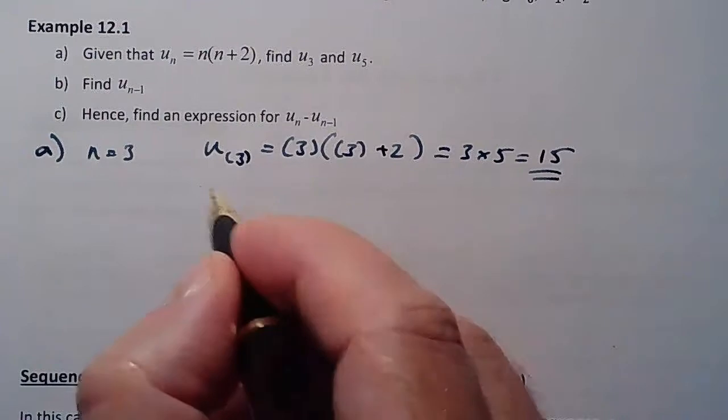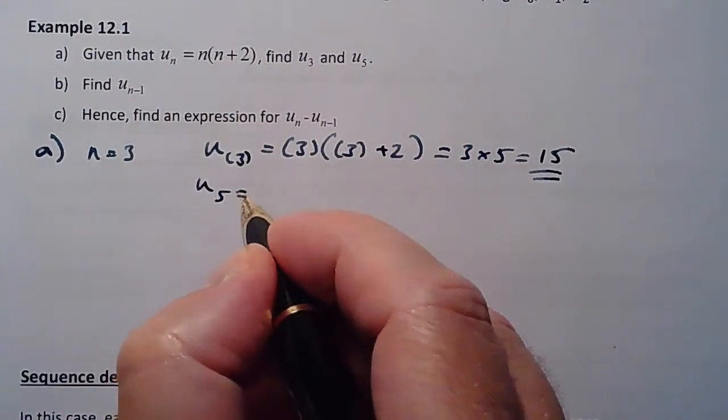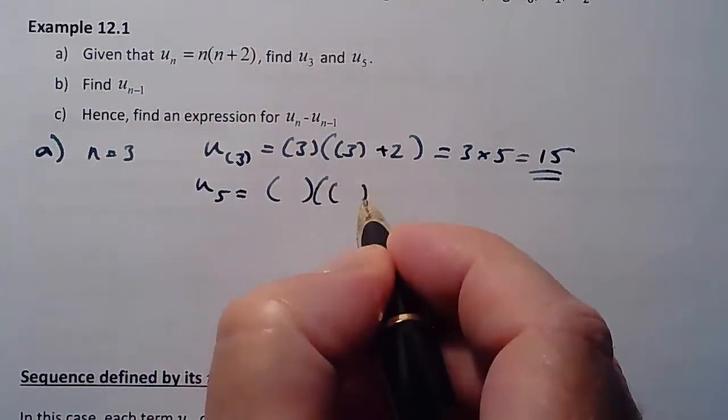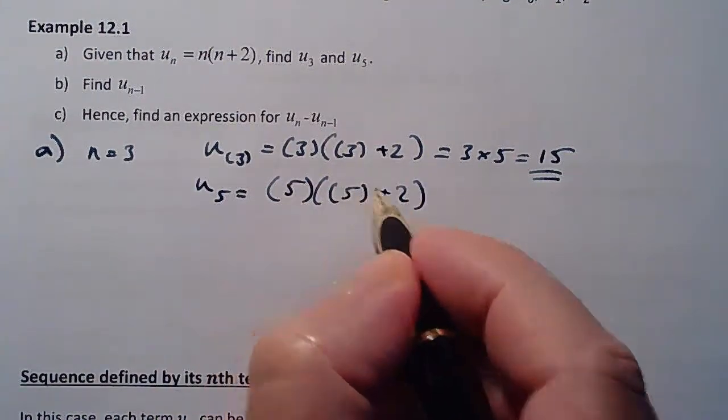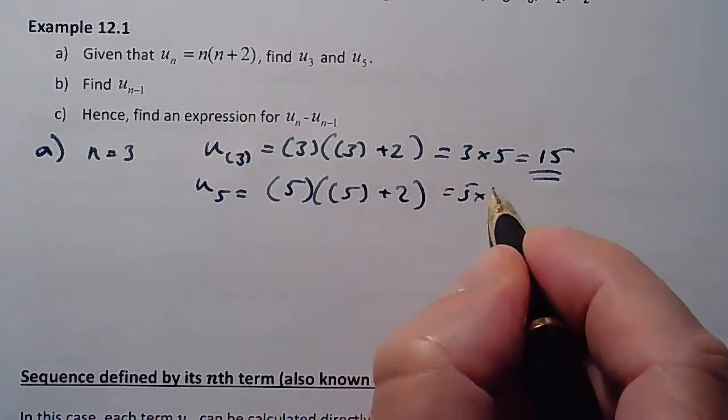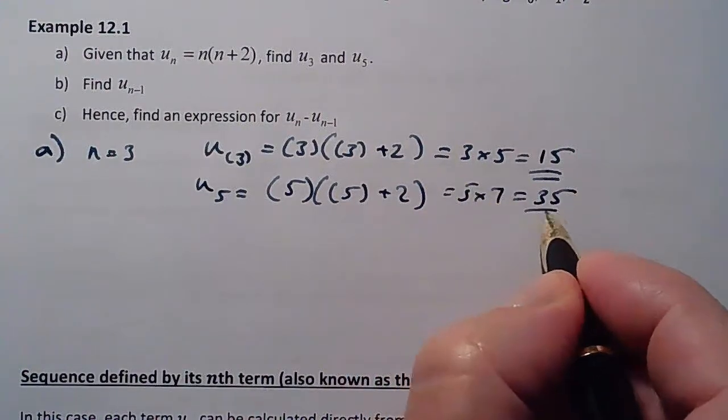So that's my u3, and u5 equals, same idea again, but this time all the n's become 5s. So I've got 5 times 7, which is 35.